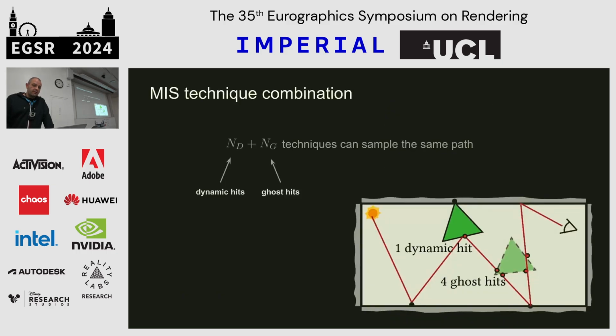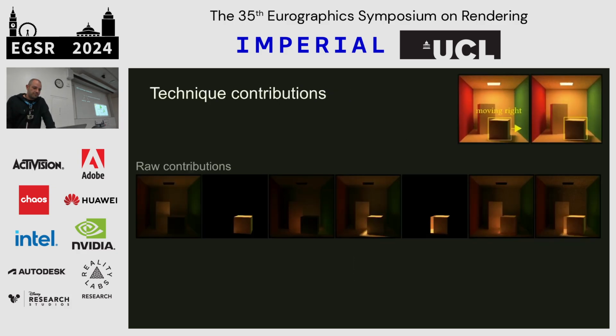Right, so our techniques cover all the dynamic paths, though one such path can be produced by multiple techniques. And here we have an example where this path intersects the dynamic object once and the ghost object 4 times. And so it can be sampled by 5 different techniques, essentially taking either of those 5 vertices as the starting point. And surprise, surprise, we use MIS to combine these techniques in a good and an unbiased way.